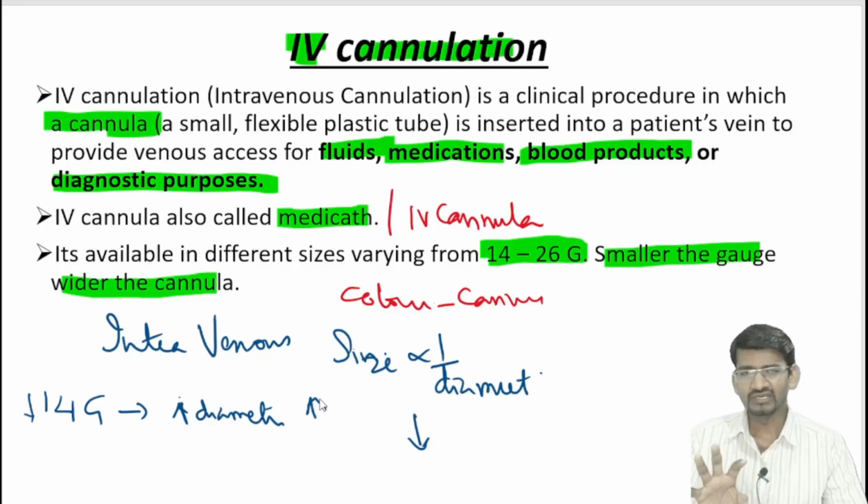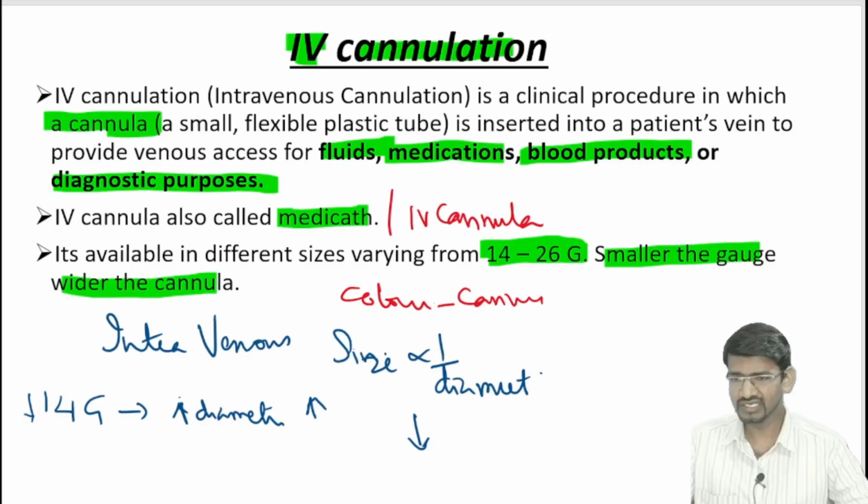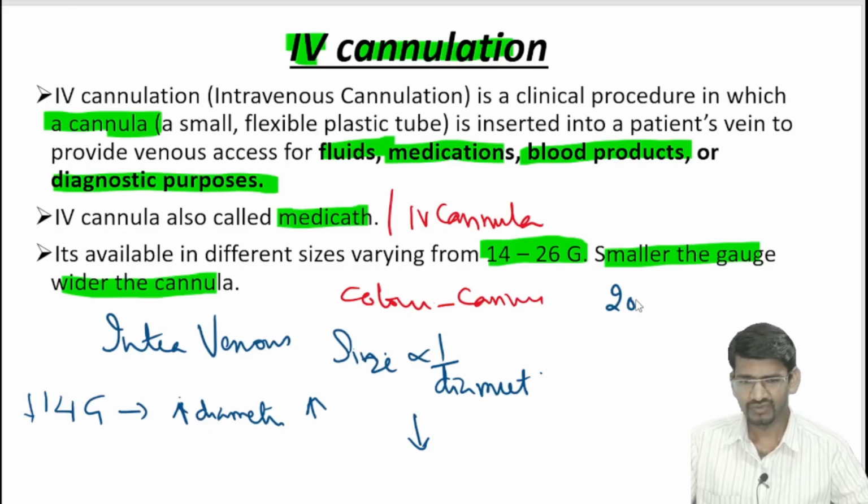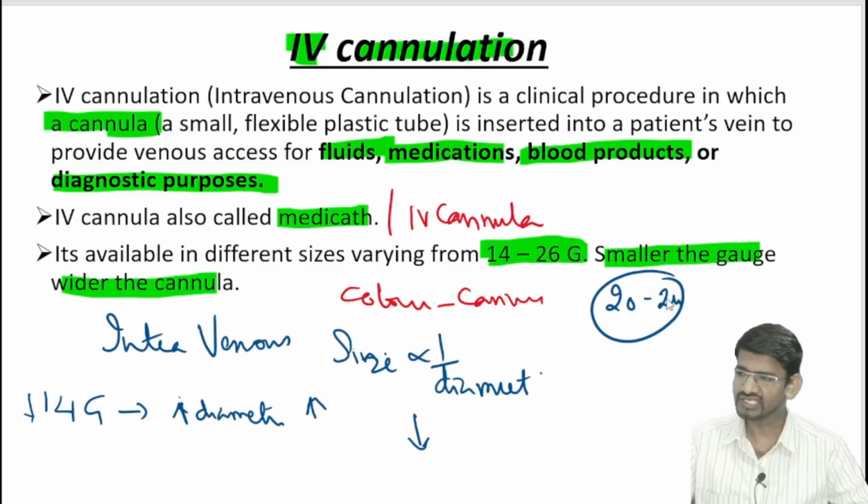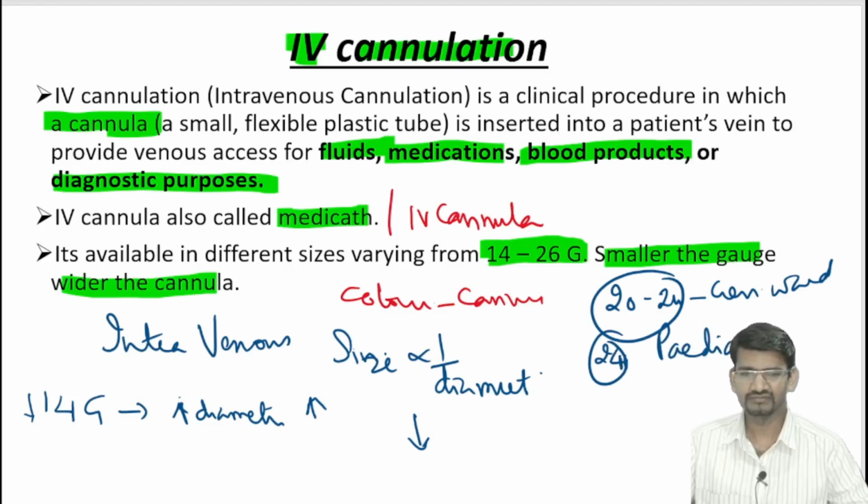Even in adults, we commonly use size 22 or 24. The 24 gauge cannula is commonly used in the general wards. For pediatrics we commonly use the 24 gauge cannula, and the 26 gauge cannula is used for neonates.